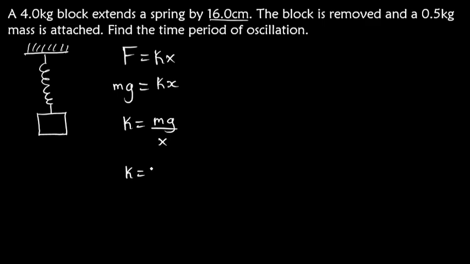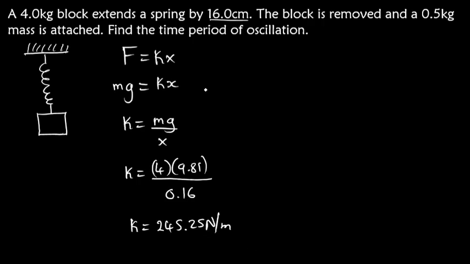So k is, the mass in this case is 4. That's for the first part. Times 9.81 divided by x, the displacement. So we're given 16 centimeters. If we divide that by 100, that is 0.16. So 4 times 9.81 divided by 0.16 gives us the k value as 245.25 newtons per meter. So now we can use the other mass to find the period.